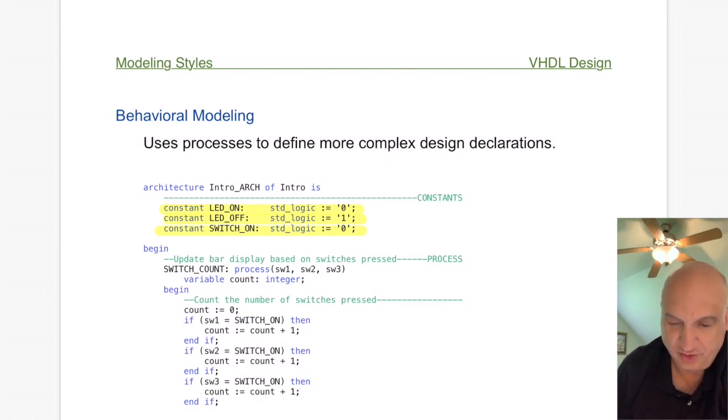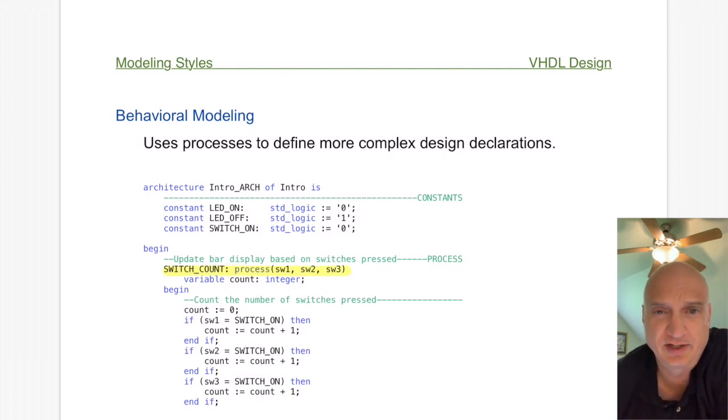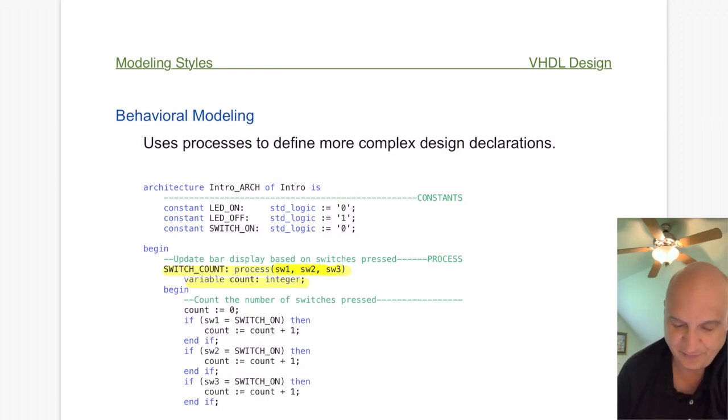When we do behavioral modeling, we do so by declaring a process. So notice in the process declaration, we are declaring a set of inputs. That's what these are here. And we are declaring an internal variable called count. Now we'll get into more about how that works later, but it's just a variable that's local to the process and it only works inside the process, right? So other things can't see outside of it.